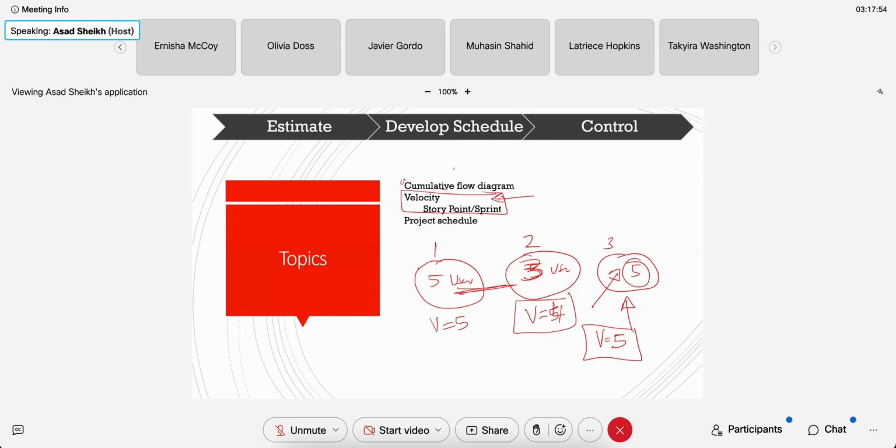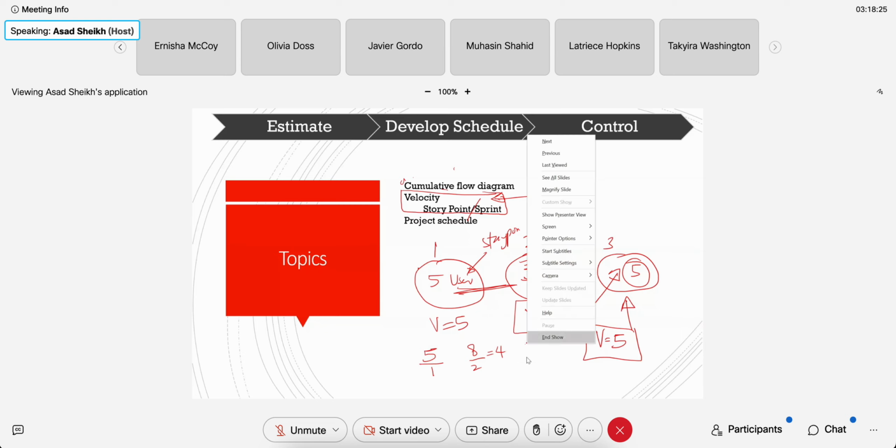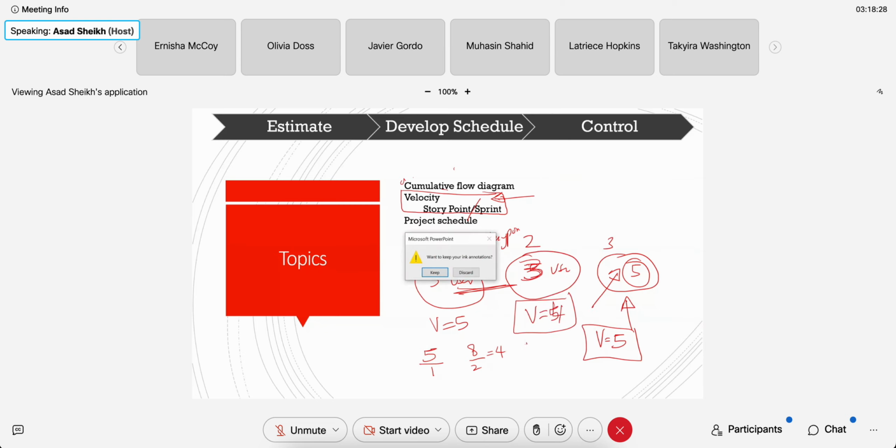But basically this is the definition. Velocity is equal to story points, that is user stories, also called story points, divided by the sprint. So here the velocity was 5. Story points was 5, divided by sprint 1, so this is 5. Next was 8, 8 divided by 2, 4. Next one was 5, so it was 13.